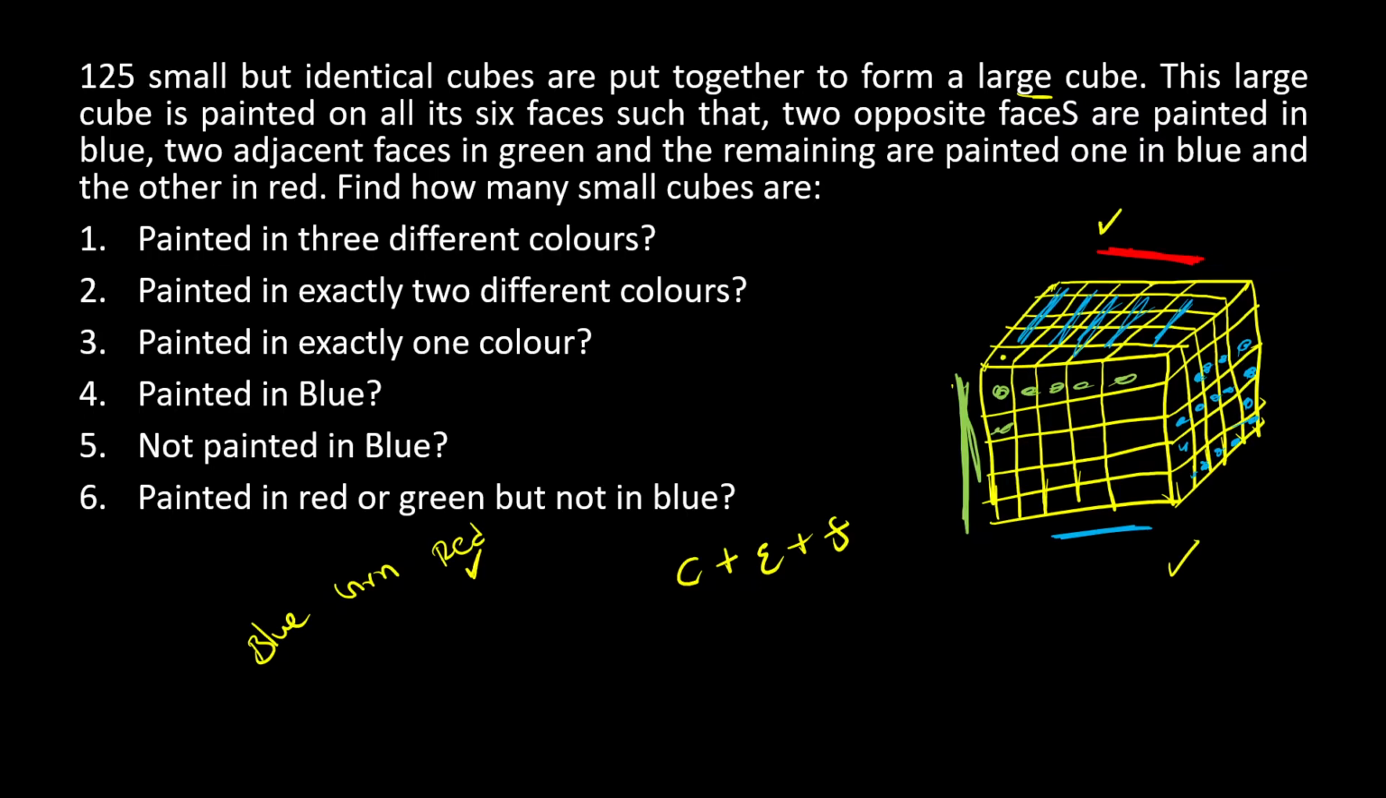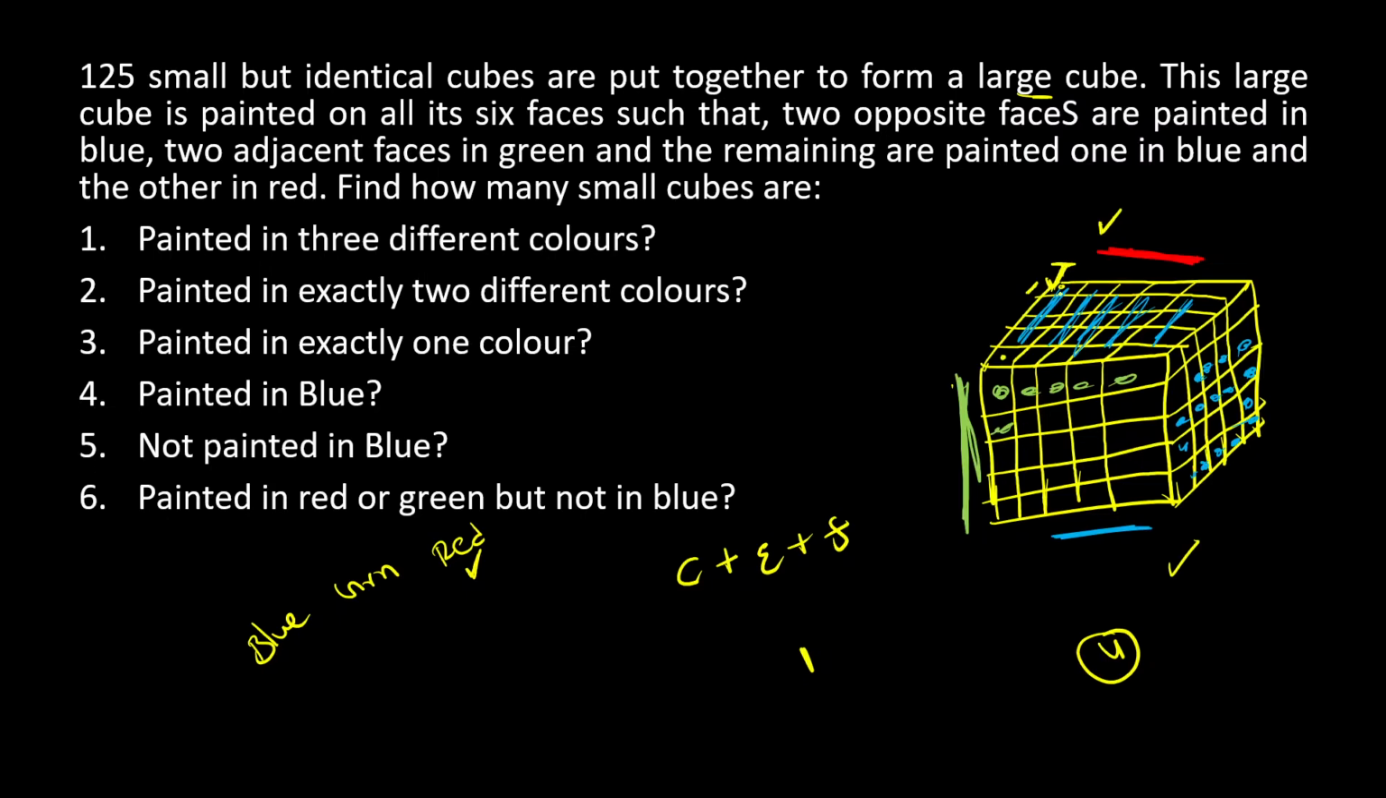On any given face, a maximum of 4 corner cubes will be found. Among these 4 corner cubes, let's assume this one. If you consider this particular cube, the top face is painted in blue, this face is painted in green, and this face is painted in red. Hope you understood this point. The color painted on the top is blue, the one to your left is green, and the one which is behind is red. So this particular cube is painted in 3 different colors.